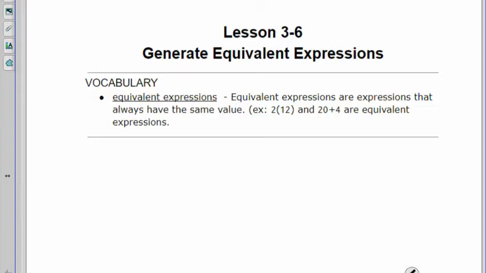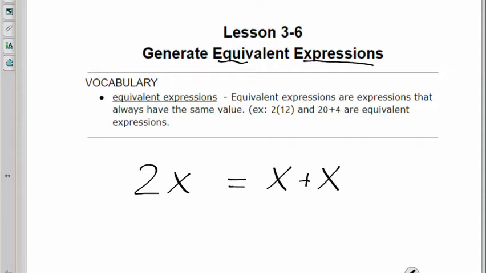Welcome to lesson 3-6. Today we're going to be talking about equivalent expressions. Expressions are equivalent if they give you the same answer. So we have that word equal kind of built into equivalent, and then we have expressions, you know what they are. So an example might be, 2x is equivalent to x plus x.